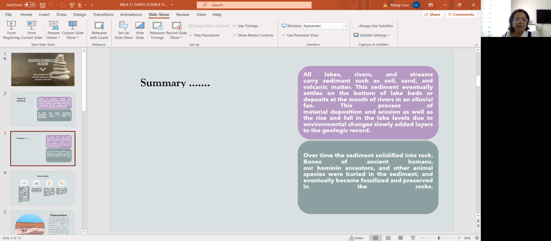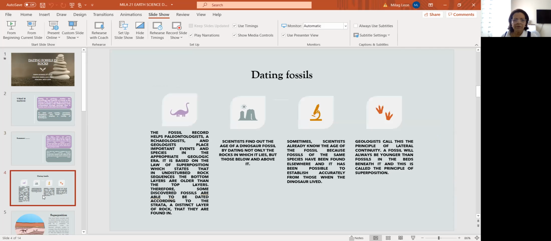And then we talked about the example of Rio Orinoco. Over time, the sediments solidify into rocks. Bones of ancient human ancestors and other animal species were buried in the sediments and eventually will become fossilized and preserved as rocks.